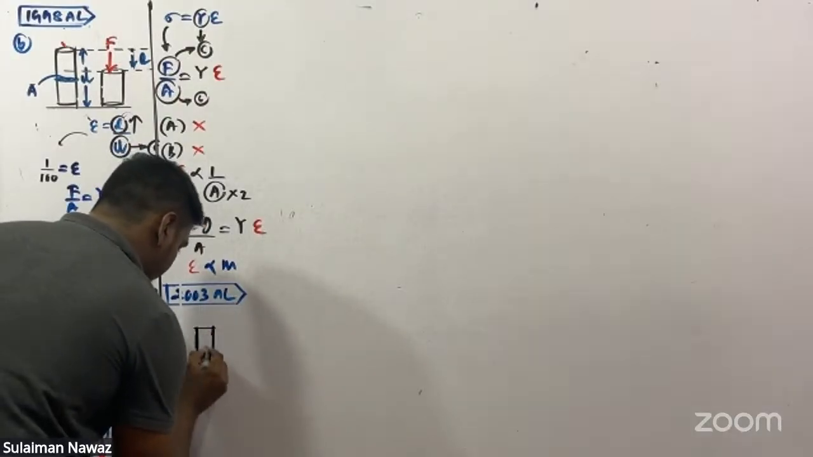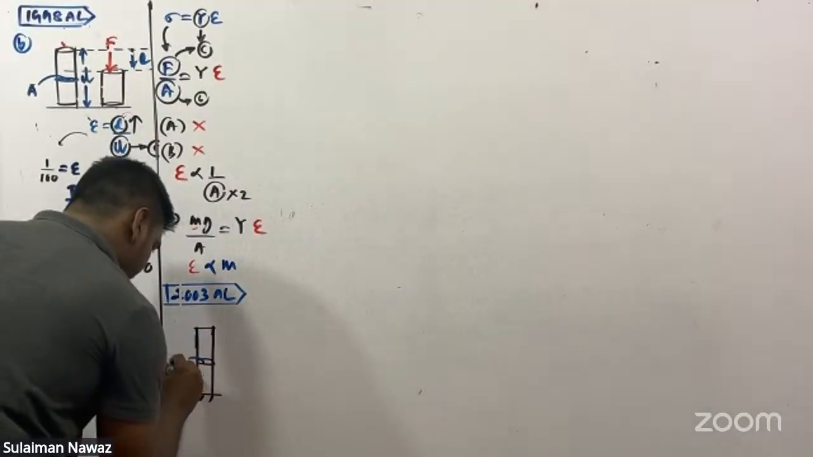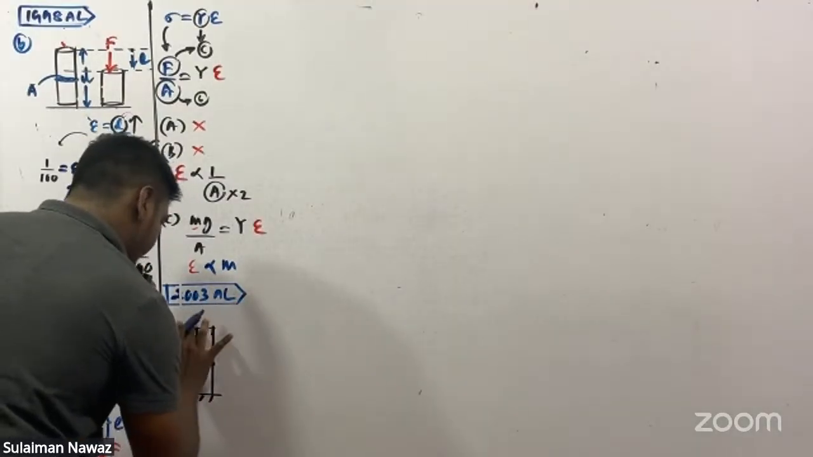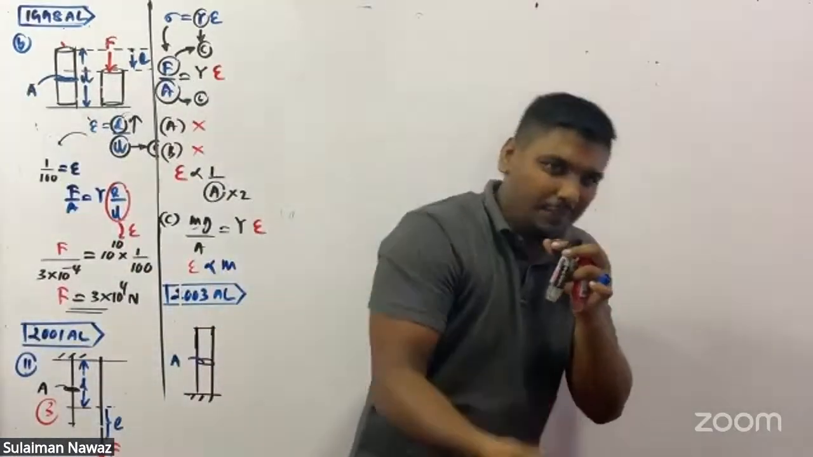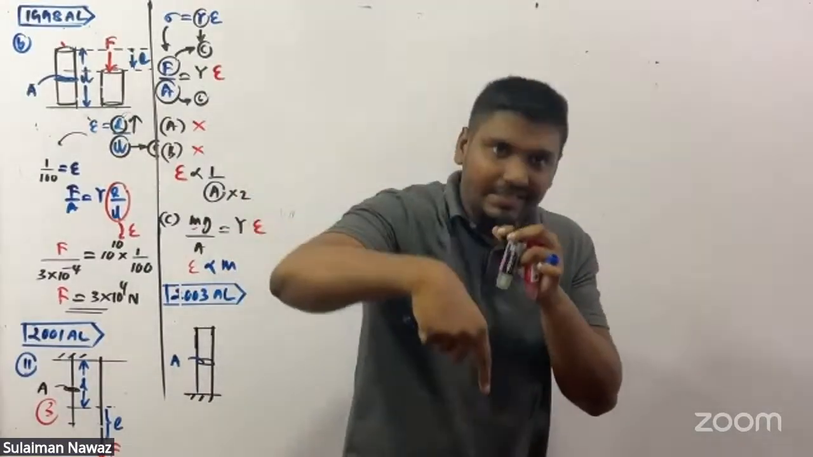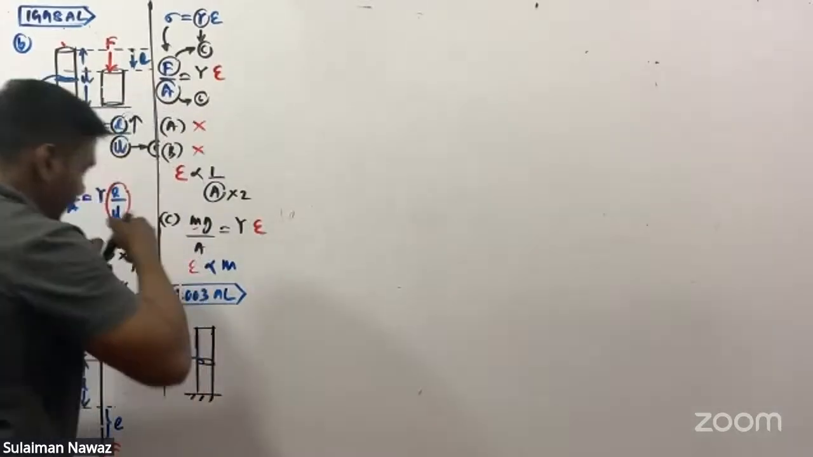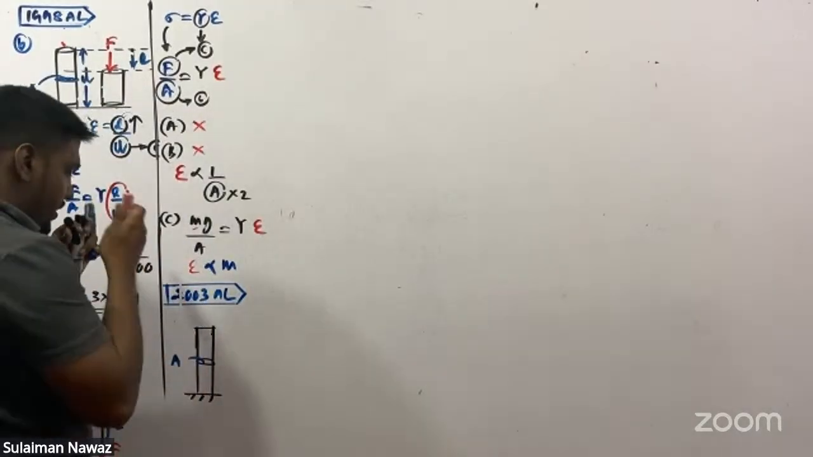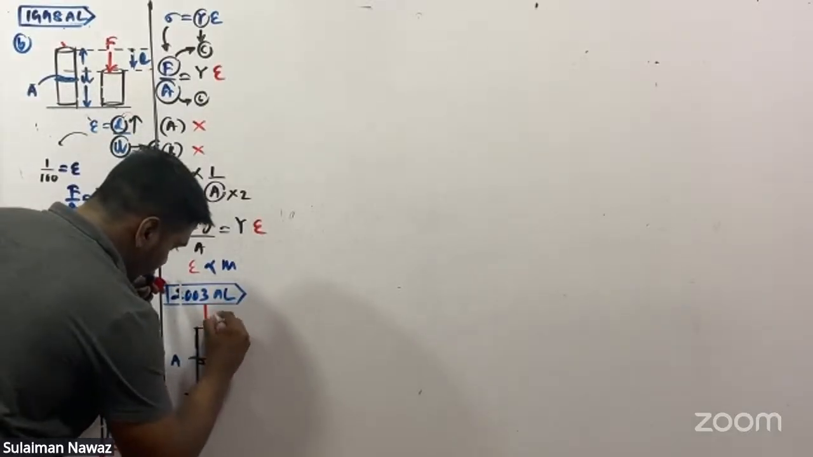Cross-sectional area of this rod is, let's say, capital E. And when you keep a mass on top of that rod, you are applying a compressive load, a kind of external force. The external force that you applied is equal to capital W.